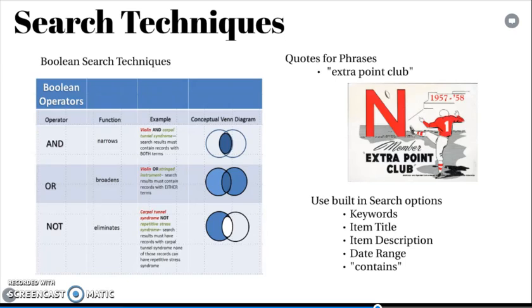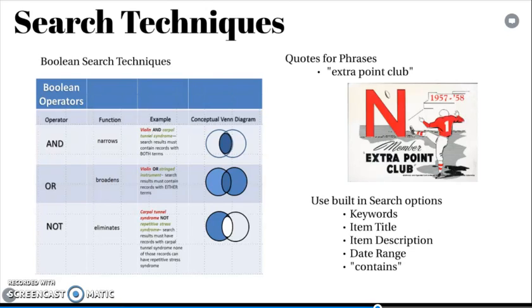So as you can see, I use quotes around the Extra Point Club. This brought me to an Extra Point Club member card. That's an easy way to find a phrase in the artifacts. You also want to use the built-in search options, such as keywords, item titles, item descriptions, date range, and words such as contains or does not contain. This is going to be the best way for you to search through both databases and find things that you're looking for.